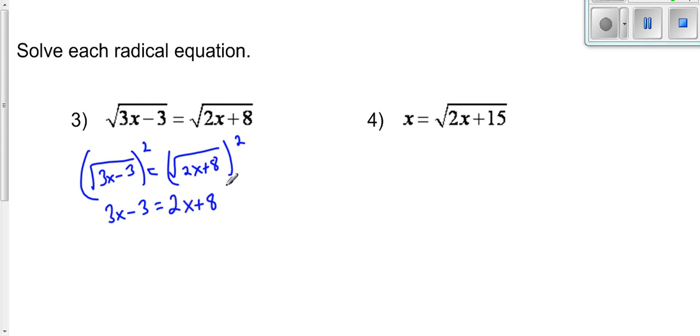Now you might recall that with these equations, we have 4 possible correct first steps. In this case, one of those 4 steps gets us there faster. So we'll choose that one. Fewer steps if we subtract 2x from both sides to get x minus 3 equals 8. Add 3. X equals 11. We'll check that. 3 times 11 is 33, minus 3 is 30, so that side's the square root of 30. 2 times 11 is 22, plus 8 is 30. The square root of 30 equals the square root of 30.